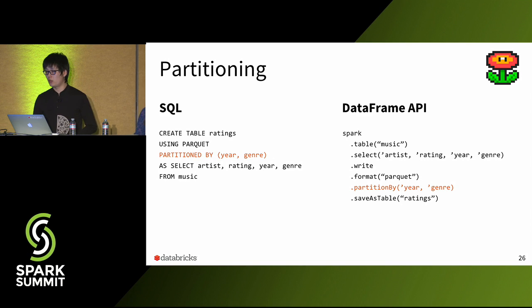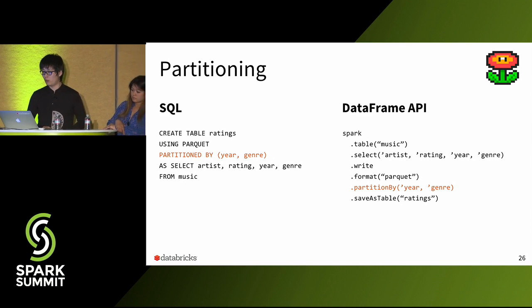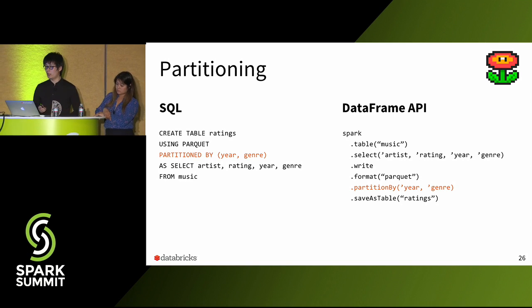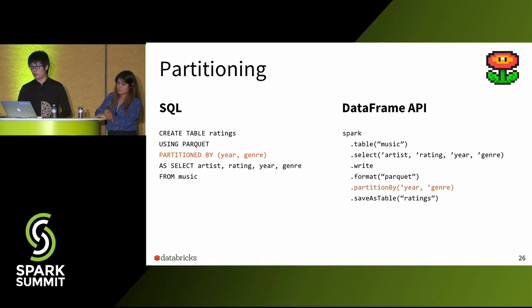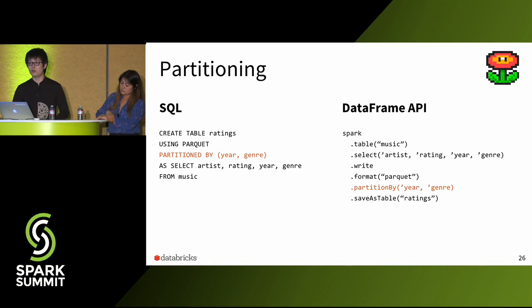Here we create a ratings table from a music table, partitioned by the columns year and genre. You can see that we just specify the column names in the PARTITIONED BY clause and it's done. Different from Hive, Spark by default uses dynamic partitioning, so you do not need to specify individual values of individual partitions, and it saves lots of work.